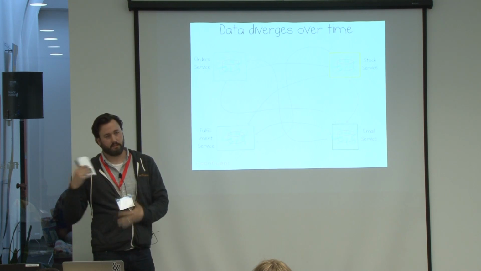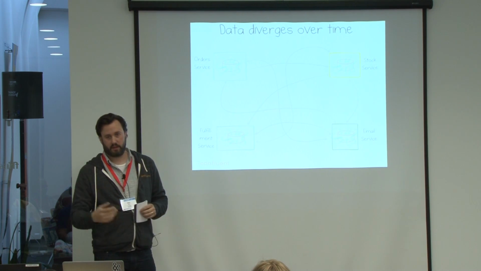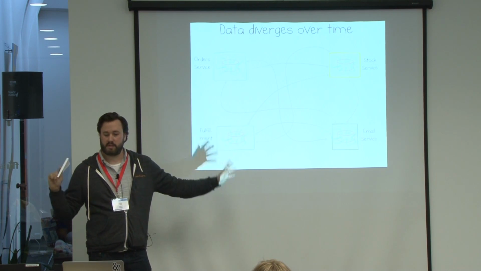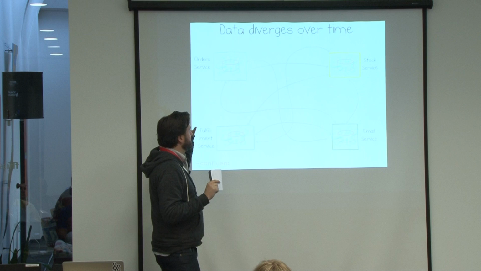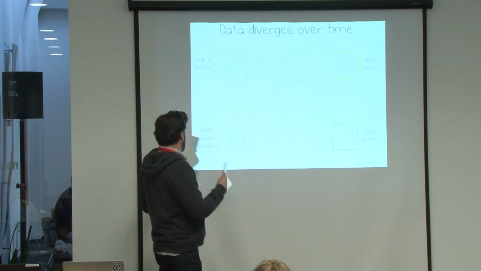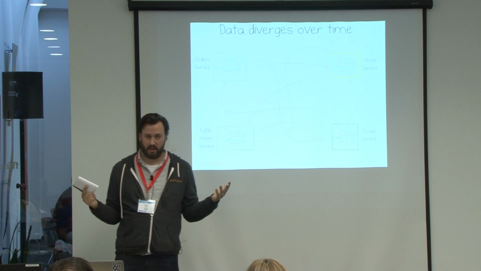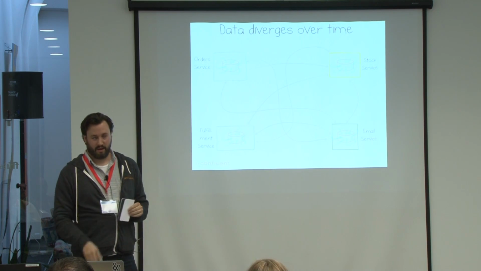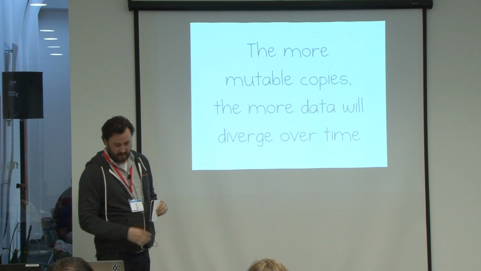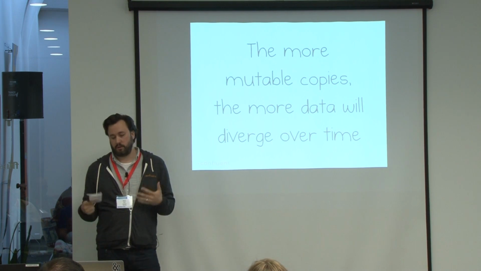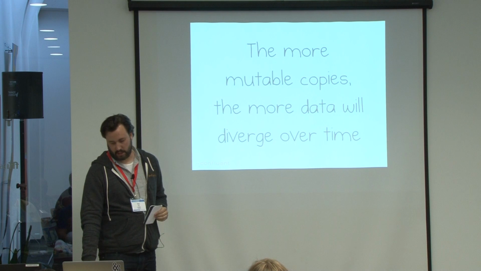So I've got the data, and I'm changing it, and I'm updating it, and every so often I get it from you, but you've made a change, and I didn't know about it, and now we have this divergent data. So the order service may not agree with the stock service, and the fulfillment service may not agree with either. And now you're in a very complicated mess. So really, the more mutable copies of your data that you have in your enterprise and your organization, the more it will diverge over time.